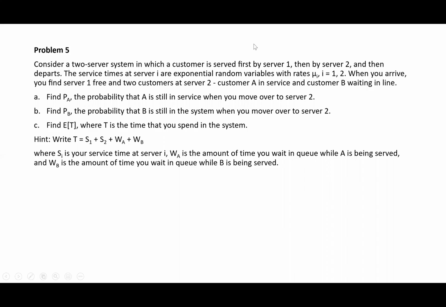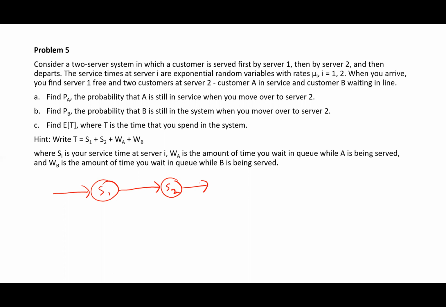So problem number 5, this is a two-server system. The customer is served first by server 1, then by server 2, and then departs. So this is a system where everyone has to go through two servers. You can imagine there's server 1 here, server 2 there, and people arrive. They have to get service at server 1 first, then walk over to server 2, get service at server 2, and then leave. Okay.